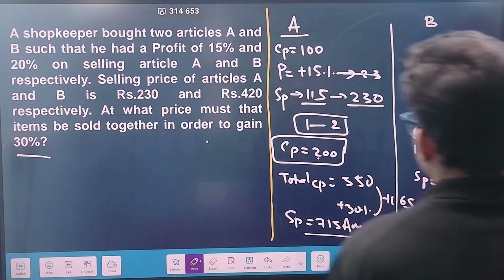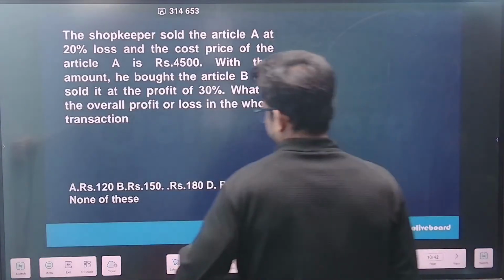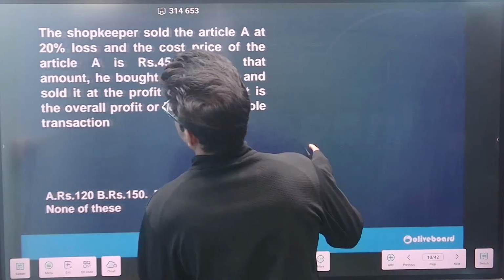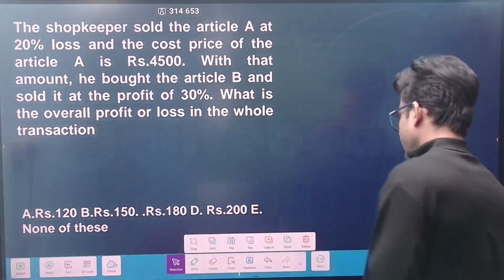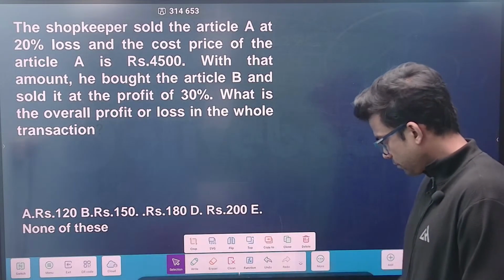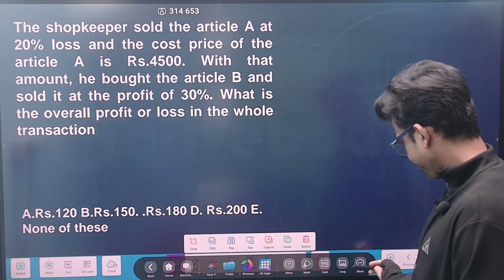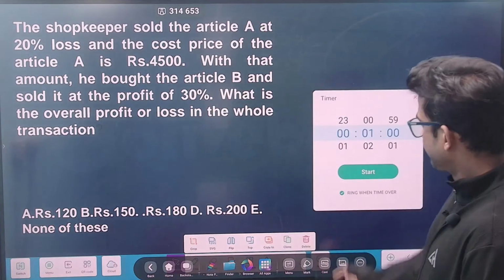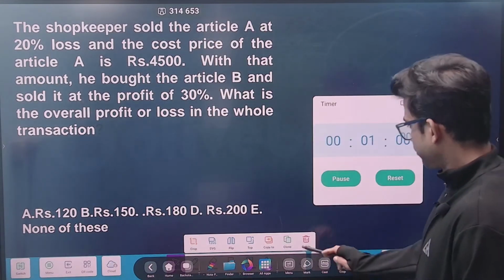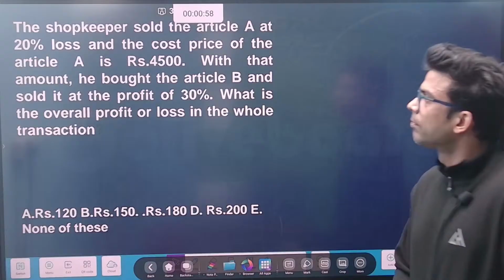Let me give you another problem. So this was, I would say, a good one. Come on, try this. I will be giving you the timer also. Solve.